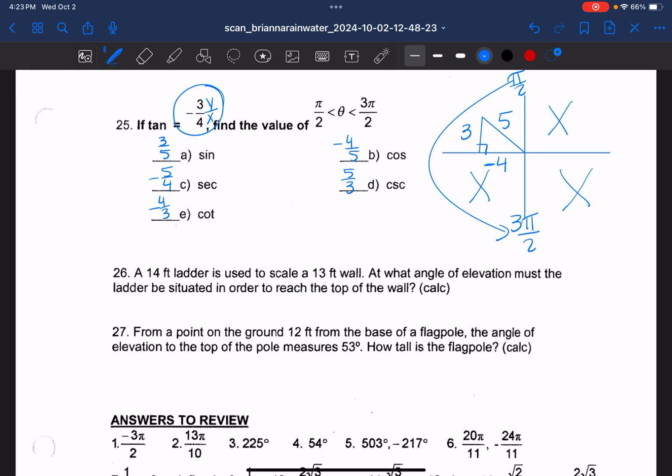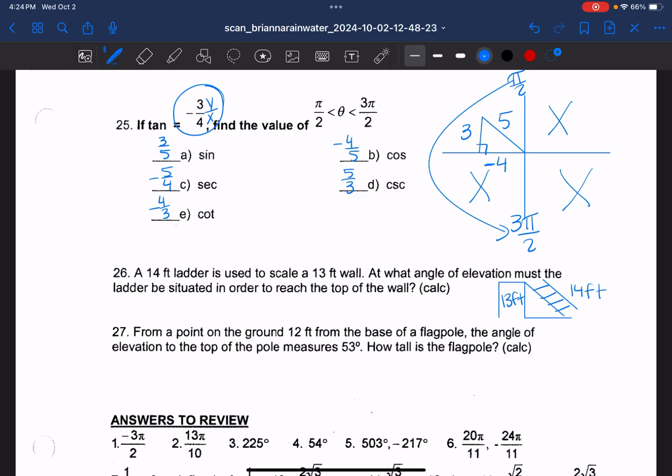Okay, number 26 says a 14-foot tall ladder is used to scale a 13-foot wall. So I'm going to draw myself a picture here. Here's my 13-foot tall wall with a ladder leaned against it that they tell us is 14 feet long. And it says that we need to find the angle of elevation.